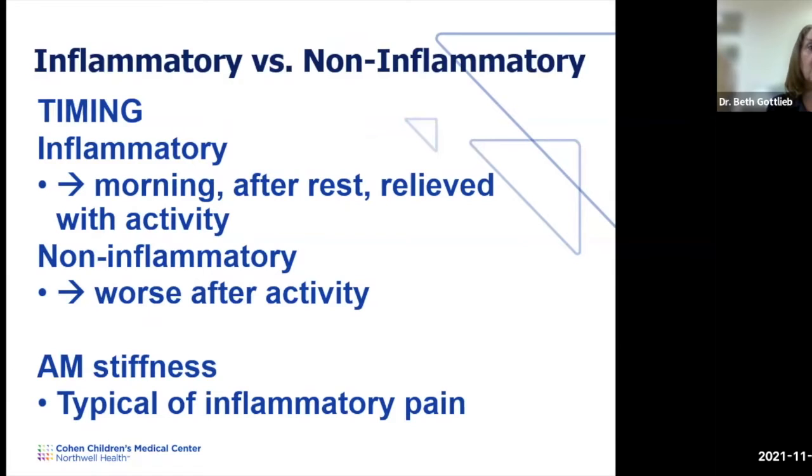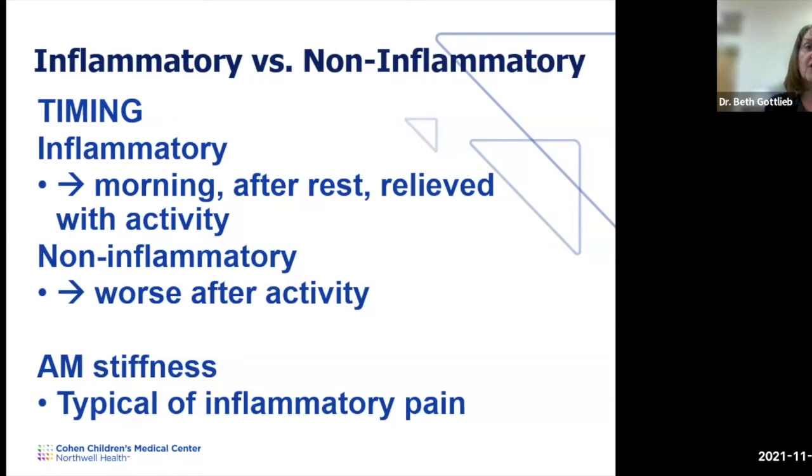Timing of pain, important. So we ask about, is their pain worse in the morning, afternoon, or night? Is it better after they rest, or is it better with activity? Children with juvenile arthritis are worse in the morning. They're actually better when they move around and are more active. When it's non-inflammatory pain, and that is caused by overuse, activity makes them worse.